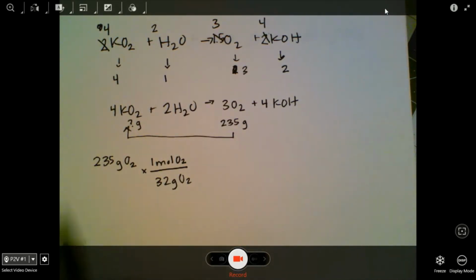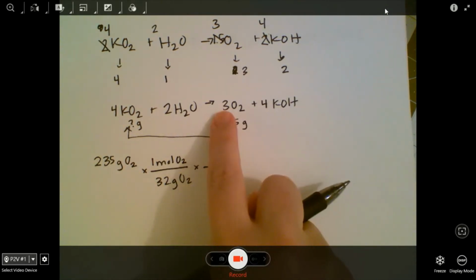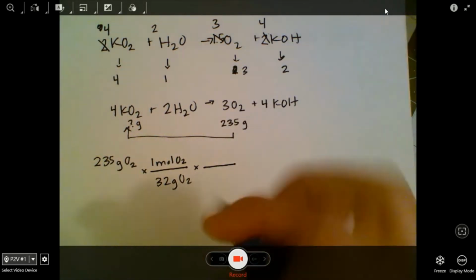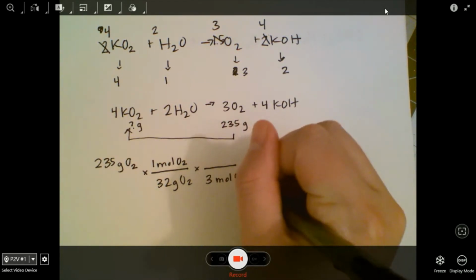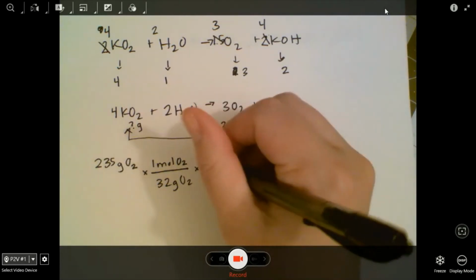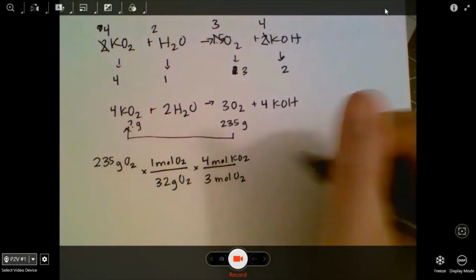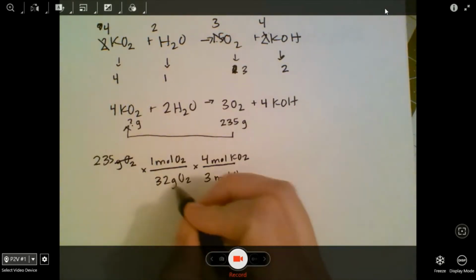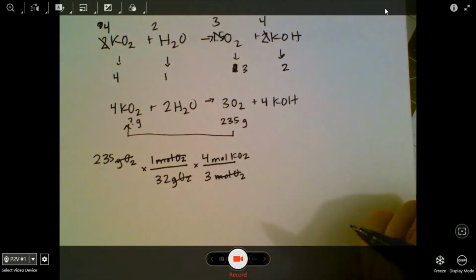So our mole ratio comes from these coefficients in front. It talks about individual particles of the substance, but that scales up, and we can also talk about moles. So the mole ratio then is going to be 3 moles of O2 on the bottom to cancel units out with my dimensional analysis, and then 4 moles of KO2 on the top. If we think about units, grams of O2 and grams of O2 cancel each other out like a fraction. Moles of O2 and moles of O2 cancel out.